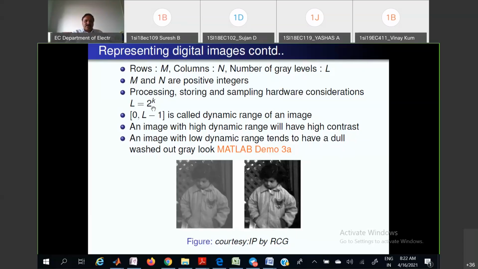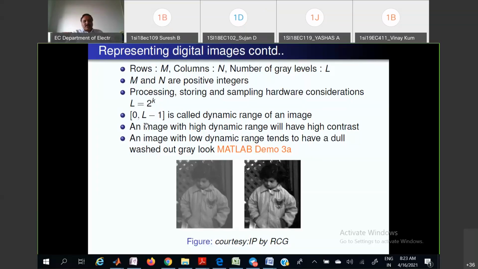Okay, so L is 2 to the power of k. k can be 0, k can be 1. Of course, if k is 0, 2 to the power of 0 is 1, so you will have only 1 gray level, which is of no use. If k is 1, you will have 2 gray levels. I'll demonstrate this later. If k is 2, you will have 4 gray levels.